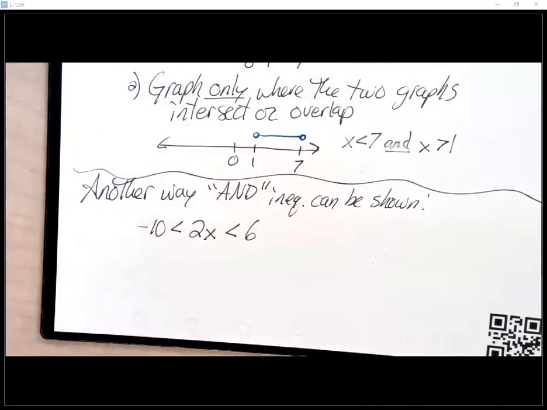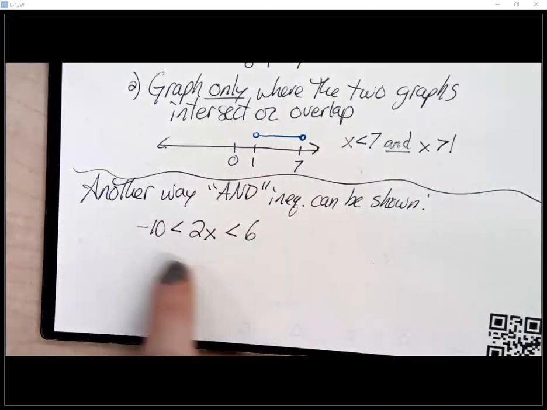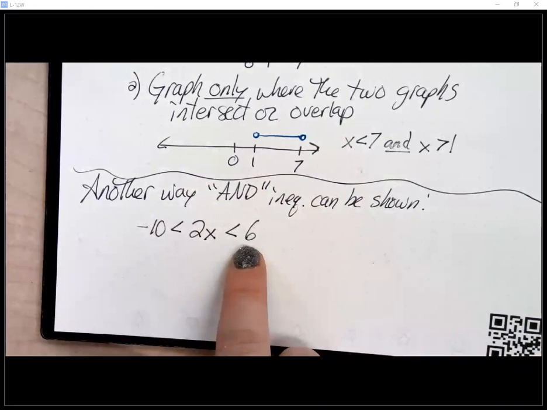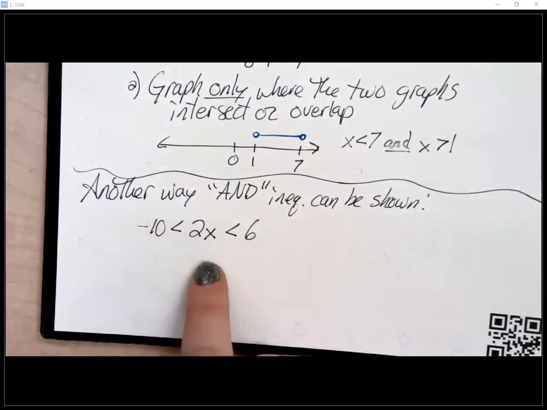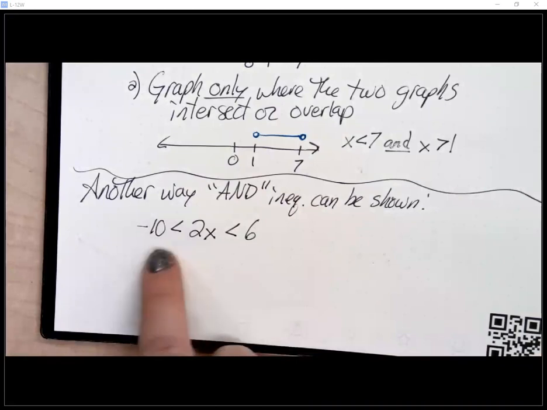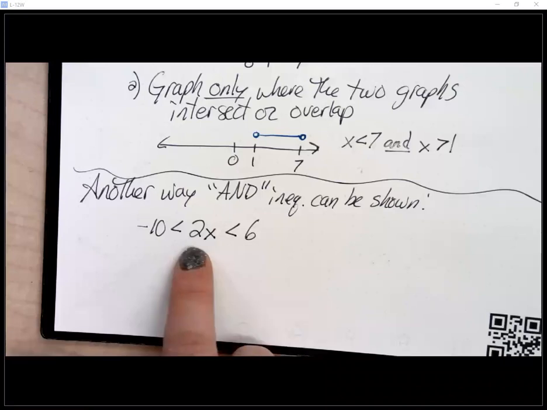Something like that. If you ever see an inequality that's written like this, and it doesn't have the word and or or in it, that's an and. Ors can never, ever, ever be written like this. So any inequality that you ever see written like that is automatically an and.